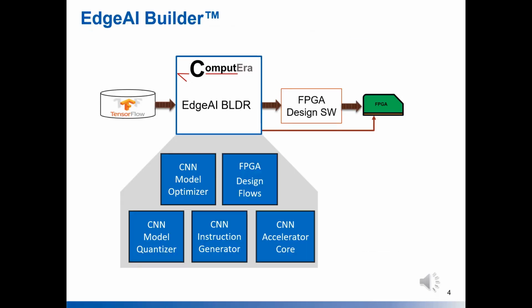EdgeAI Builder takes a CNN model and runs it through a series of optimizations and quantization to make it efficient for hardware implementation on an FPGA. Then the CNN accelerator core from ComputEra gets configured to run the AI model and ensure it is efficient from a resource utilization standpoint when running on an FPGA. Finally, the CNN compiler generates instructions for this accelerator to run in order to conduct the inference.